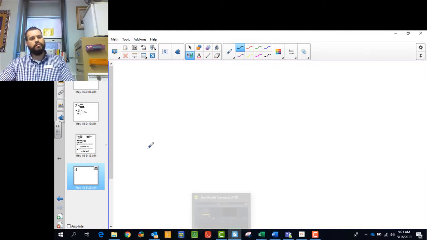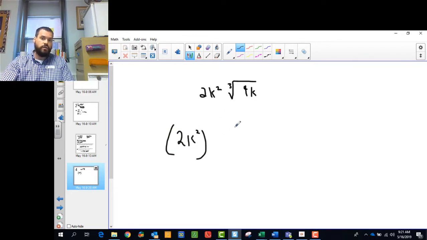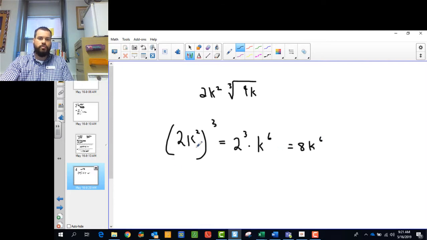So if we look at that here, we have 2k squared, and then it's the cube root of 4k. So I'm going to take 2k squared, and I apologize for the writing here, it's not very good, but we go 2 cubed times k to the 6th, because 3 times 2 is 6. That gives me 8k to the 6th. When I cube 2, I get 8, and when I cube k squared, I get k to the 6th. And then I'm going to take that, and I'm going to multiply it inside.